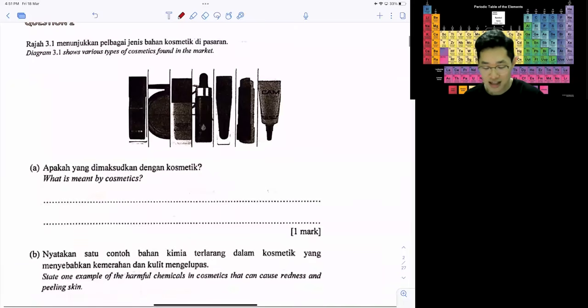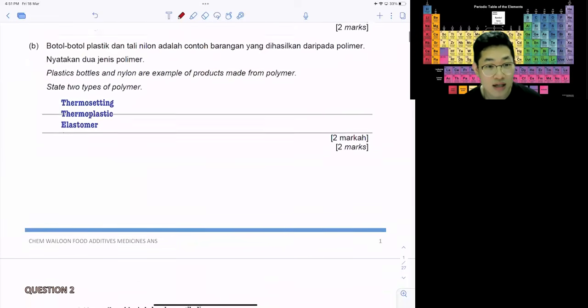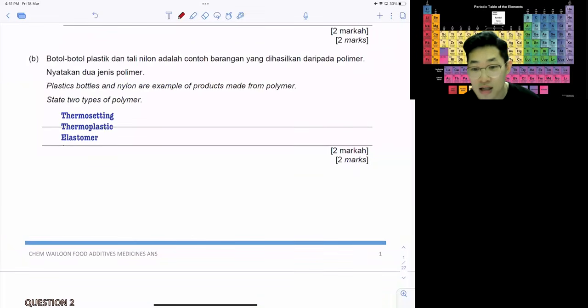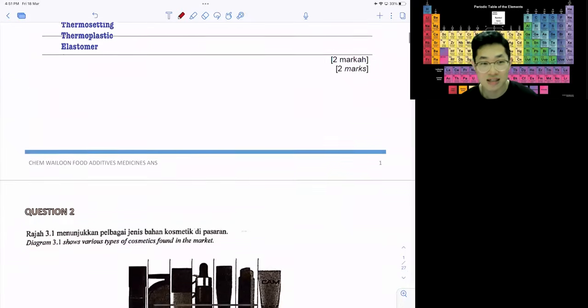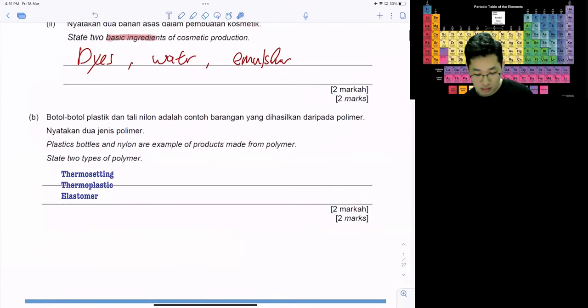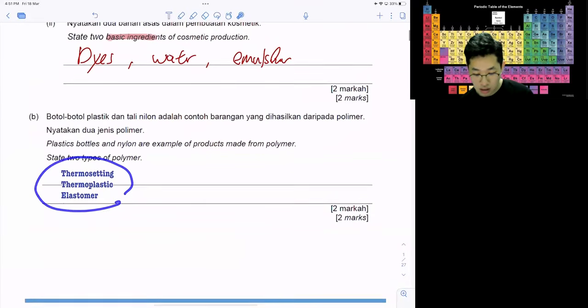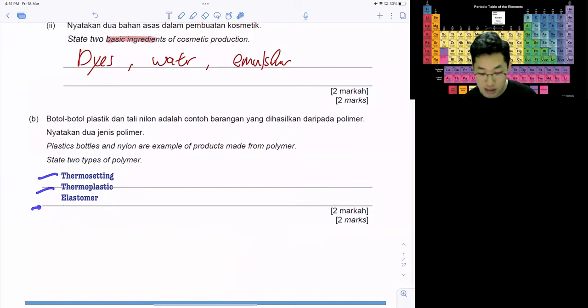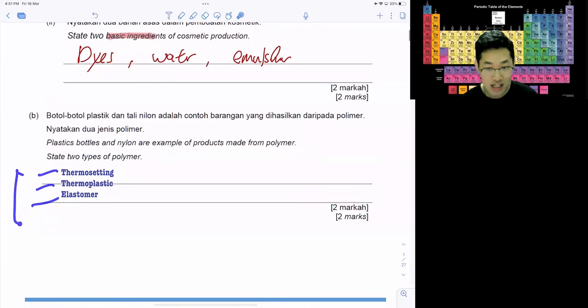Then here they ask what is meant by cosmetic again. Cleanse, protect, and enhance one's appearance. Which one is the characteristic? No, all these are the 3 types of polymer. Natural and synthetic is the source of polymer. Natural, it comes from nature, or it comes from synthetic.